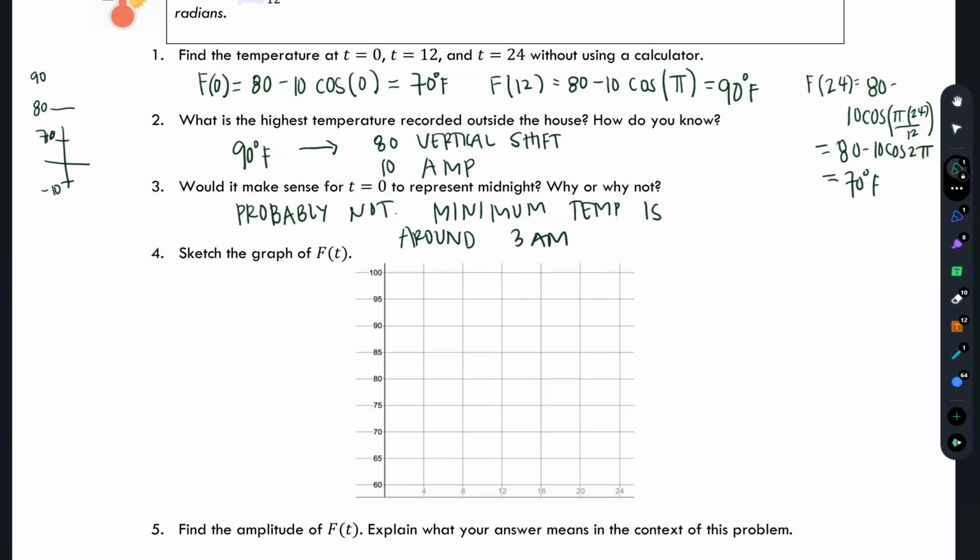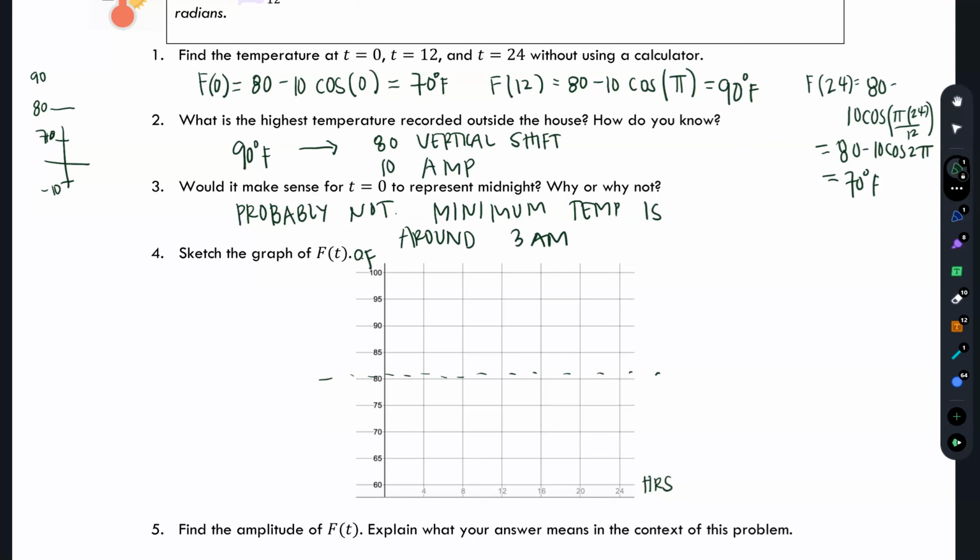Okay, so let's sketch this graph. So we kind of already talked about all of that right here. So on the x-axis right here, this is t in hours, right? So this is hours. And then this is my Fahrenheit, so that is degrees Fahrenheit. Okay. All right, so we've moved my midline up to 80. Right, so we're shifted up to 80.